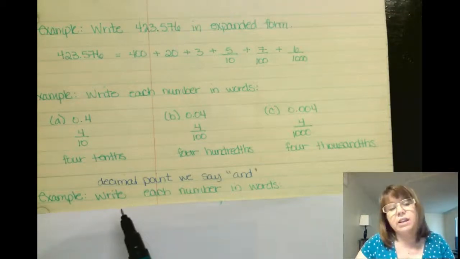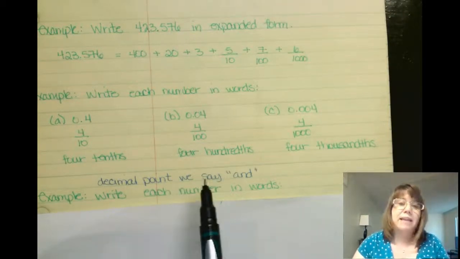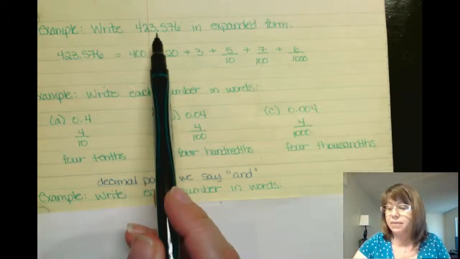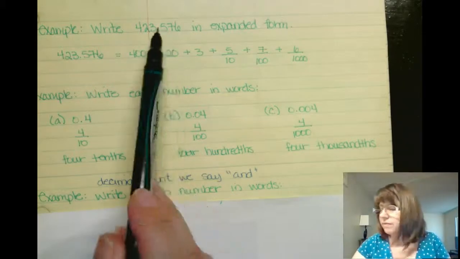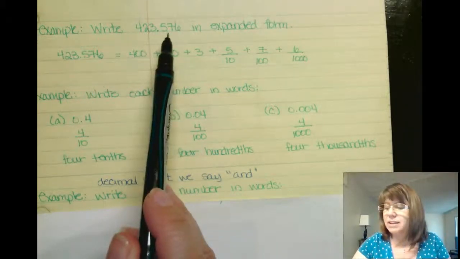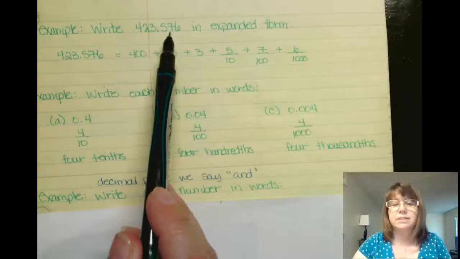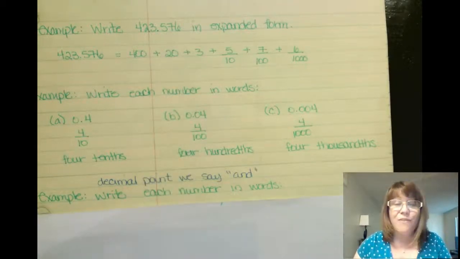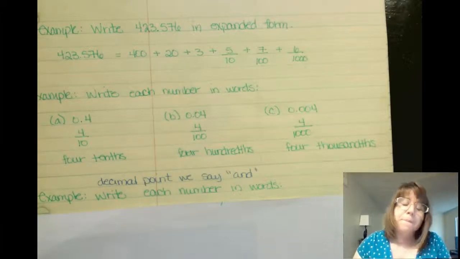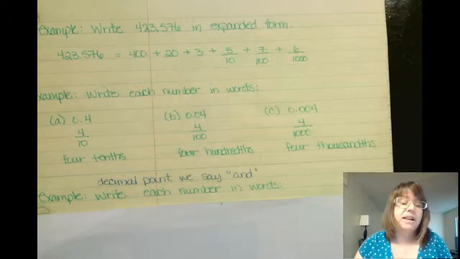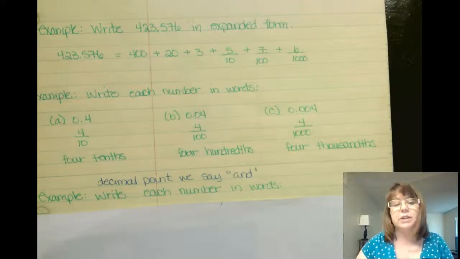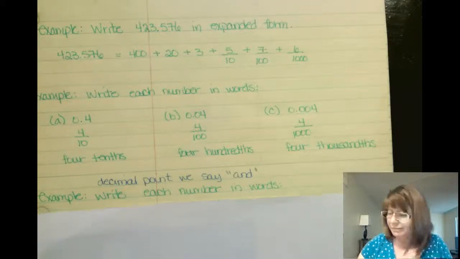So when we're talking, for the decimal point, we say and. So that is 423 and 576 thousandths. Generally, formally we say that. But informally, we'll say 423.576. Formally, we say the whole thing. Informally, we'll take a shortcut, just like slang.